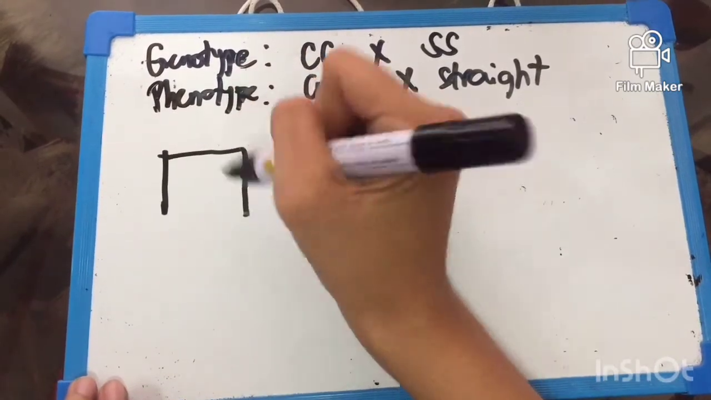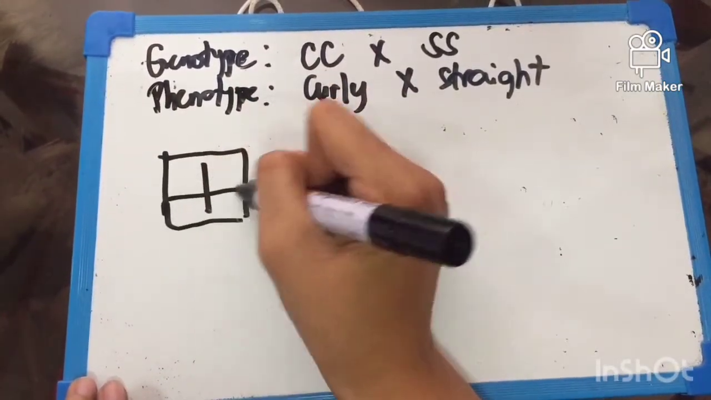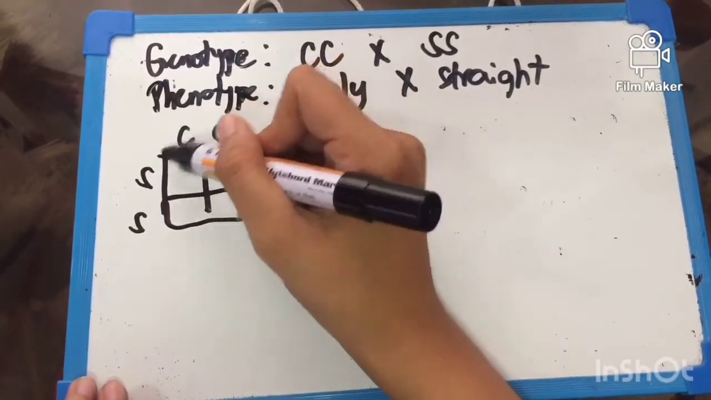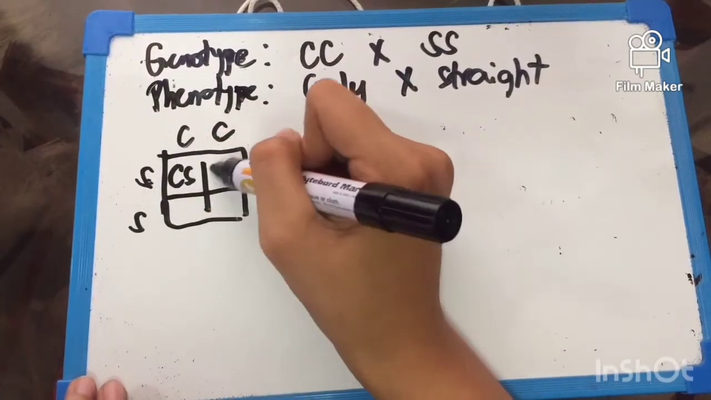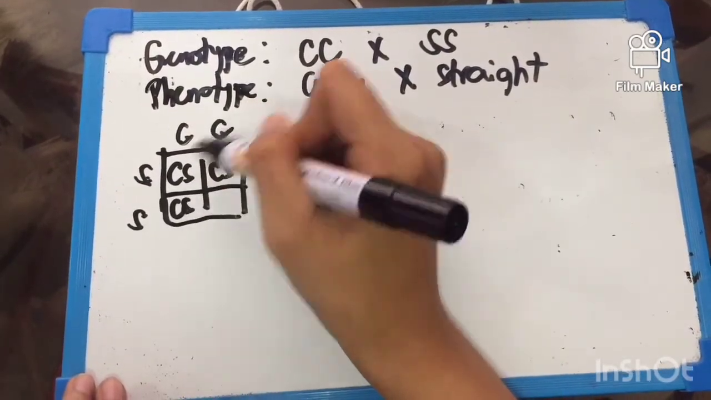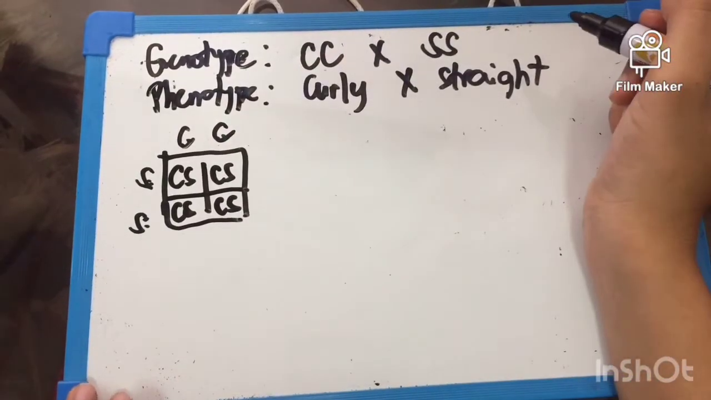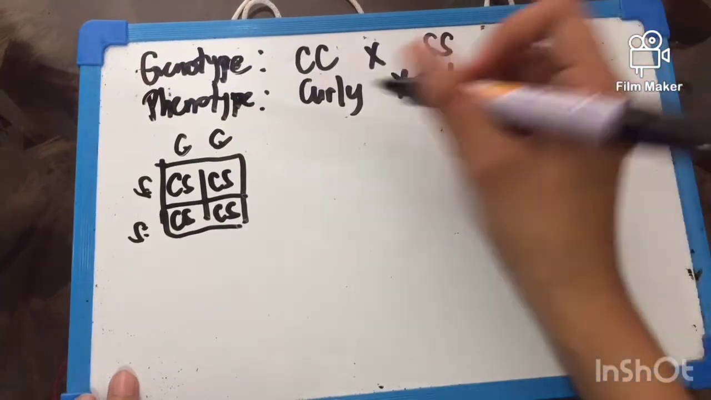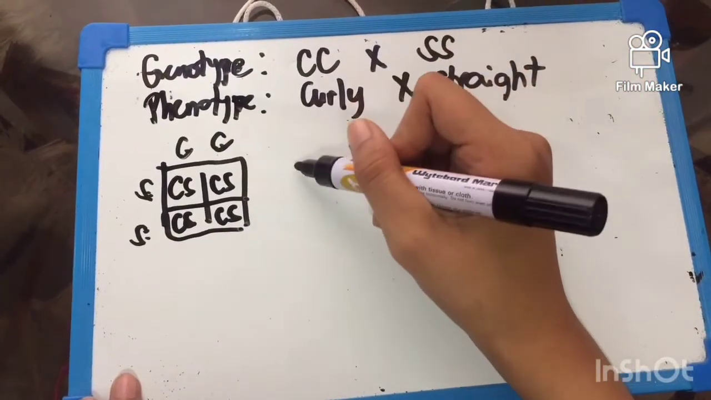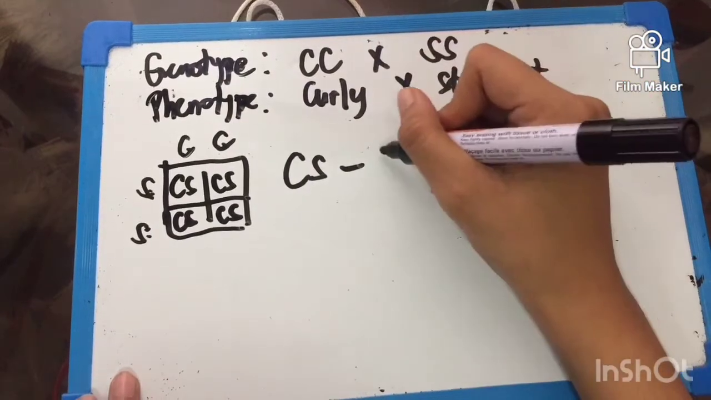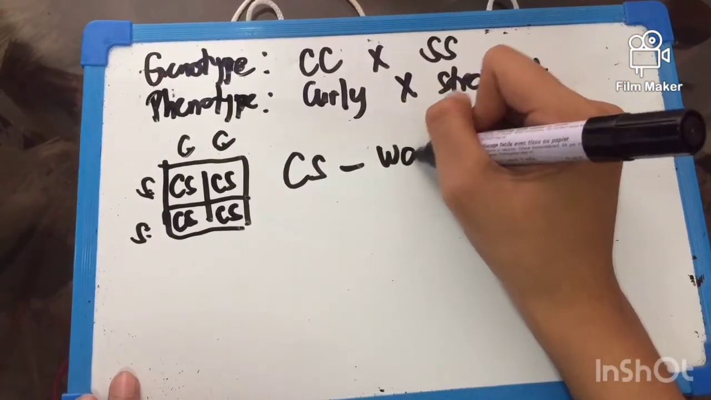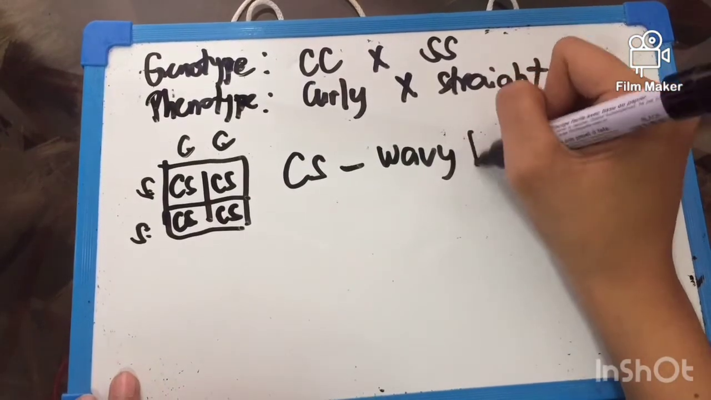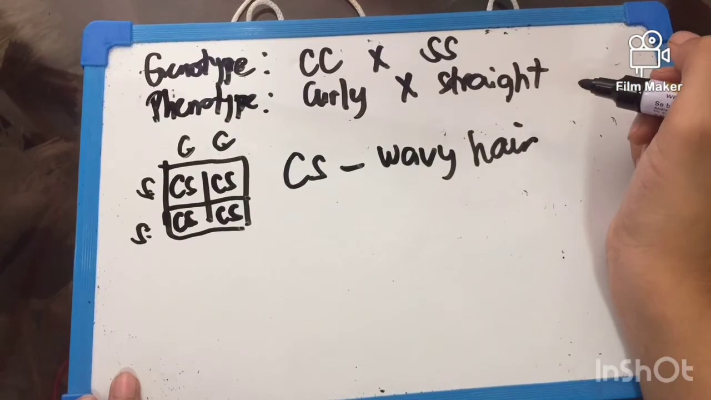Punnett square. So CS, CS, CS, and CS. These are the offspring. So all of the offspring have the genotype CS. CS means they have wavy hair. So these are the offspring.